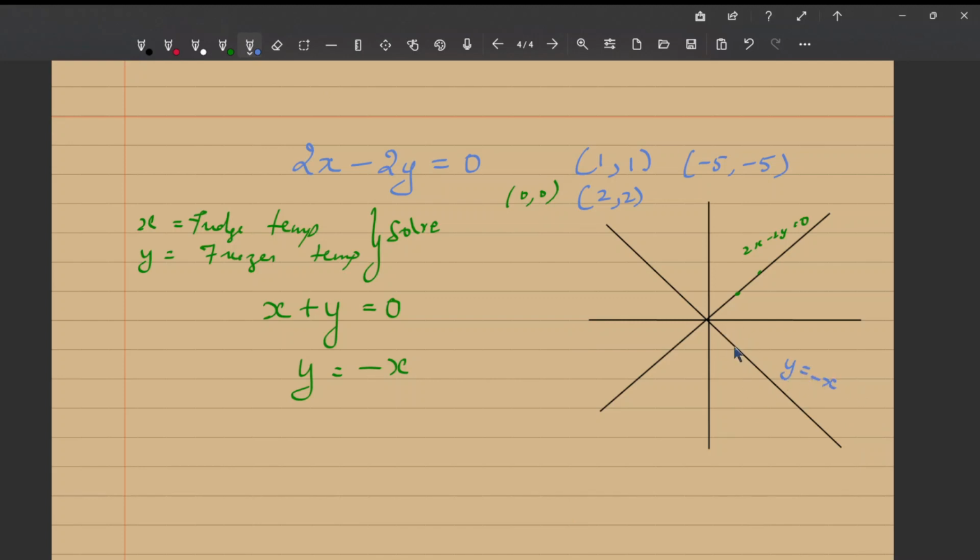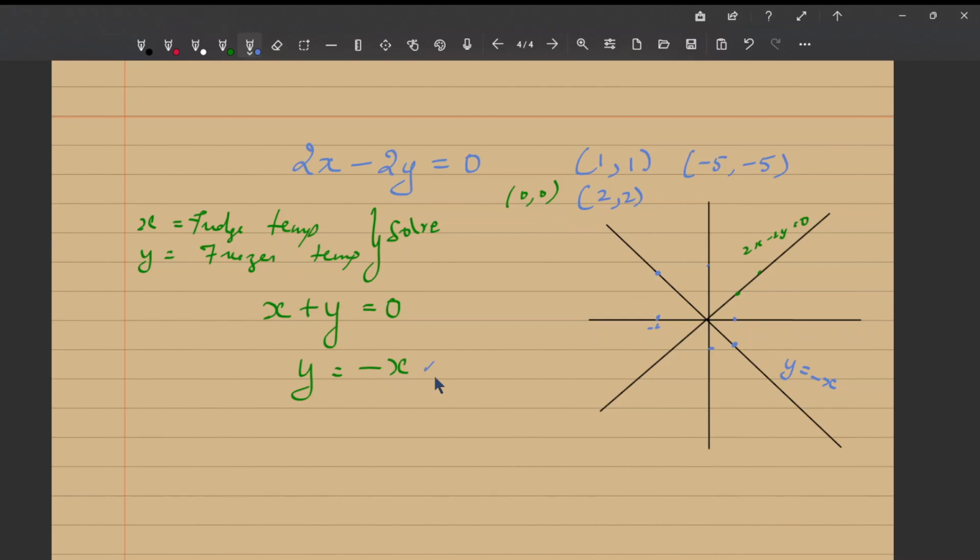If you check every point in this line, I'll do the checking for you. Suppose you take this particular point. This is x is 1 and y is minus 1, right? It represents y is equal to negative of x. If you take a point on this side, x is minus 2, your y is 2. So again, it satisfies y is equal to minus x.